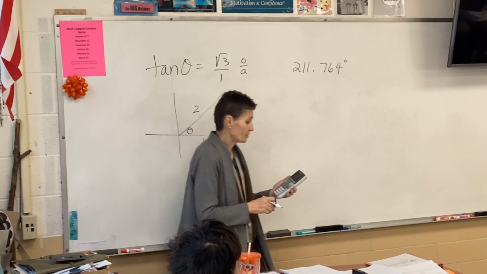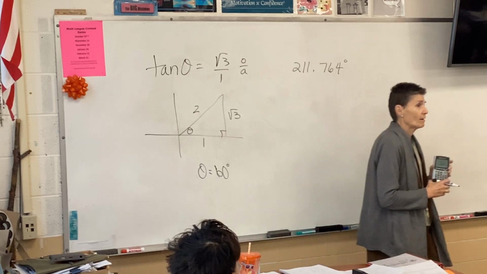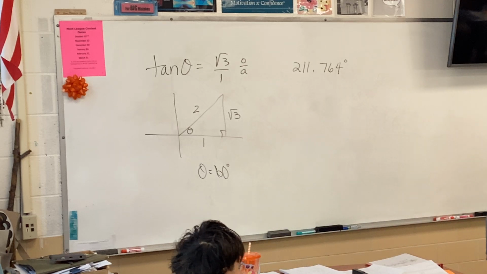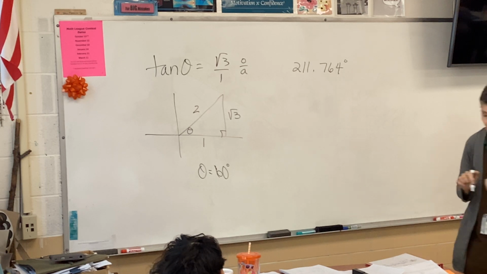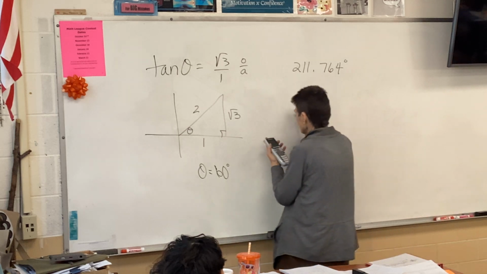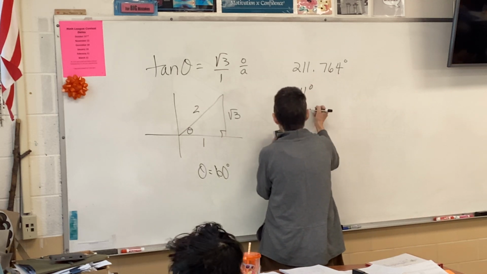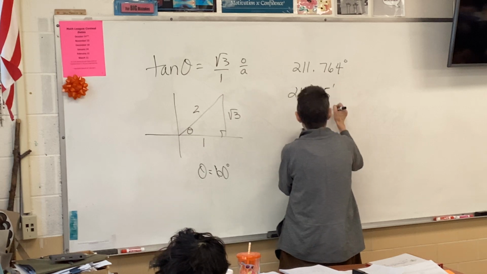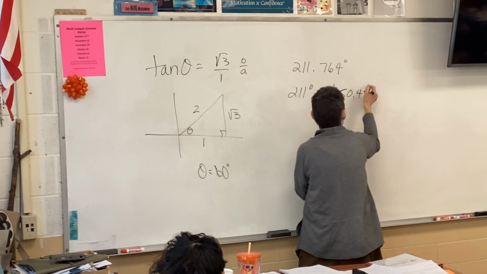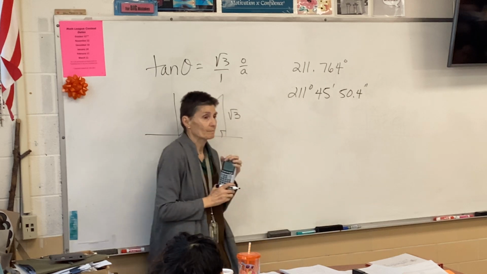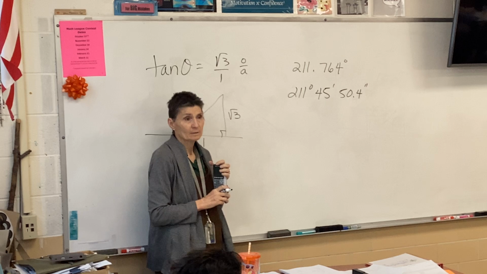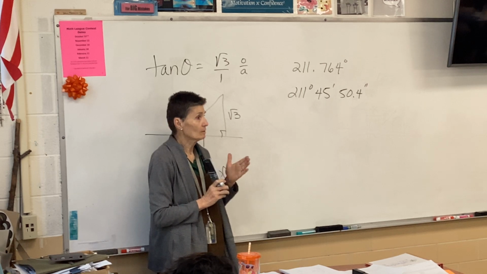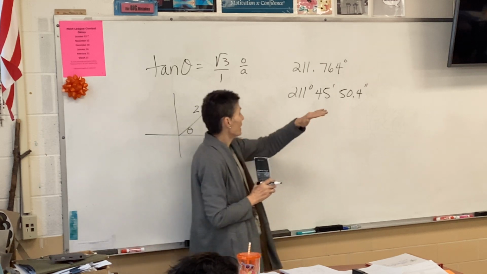All right, what do I do with 211.764? Now I got it in my calculator. What do I do? Second angle, DMS, degrees, minutes, seconds. There's no work, you just type. So 211 degrees, 45 minutes, and 50.4 seconds. So I type in my angle, then I go to second angle, click down to DMS, and there it is.